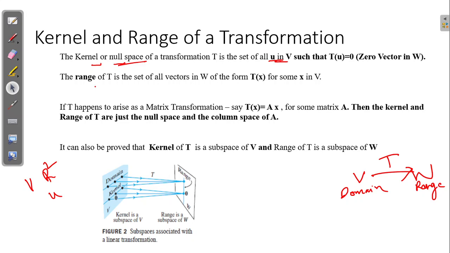Hope you understood. Then the range of T. Now we are going to define the range of transformation T: it is the set of all vectors w of the form T of x for some x in V. So the range is this: for all corresponding points in this V plane, when acted upon by the transformation, we get corresponding points in W, and those corresponding points are known as the range of the transformation.